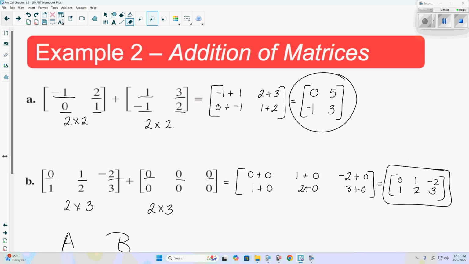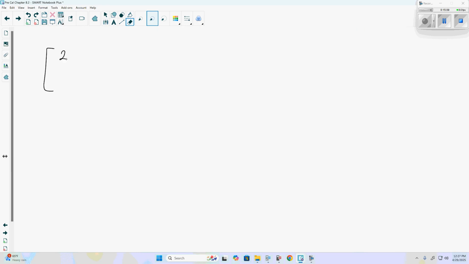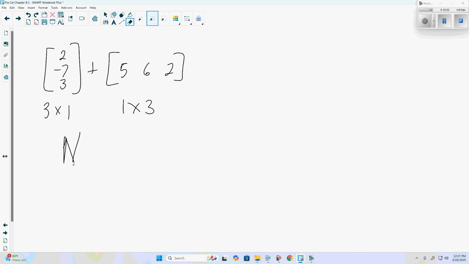especially if we had, say, 2, -7, 3, plus, let's say 5, 6, 2. This is a 3 by 1 and a 1 by 3. This is not possible because the only way we can add or subtract two matrices together is if the dimensions are the same. Now, interestingly enough, we could actually multiply these, but we cannot add these. Questions on this here? All right.